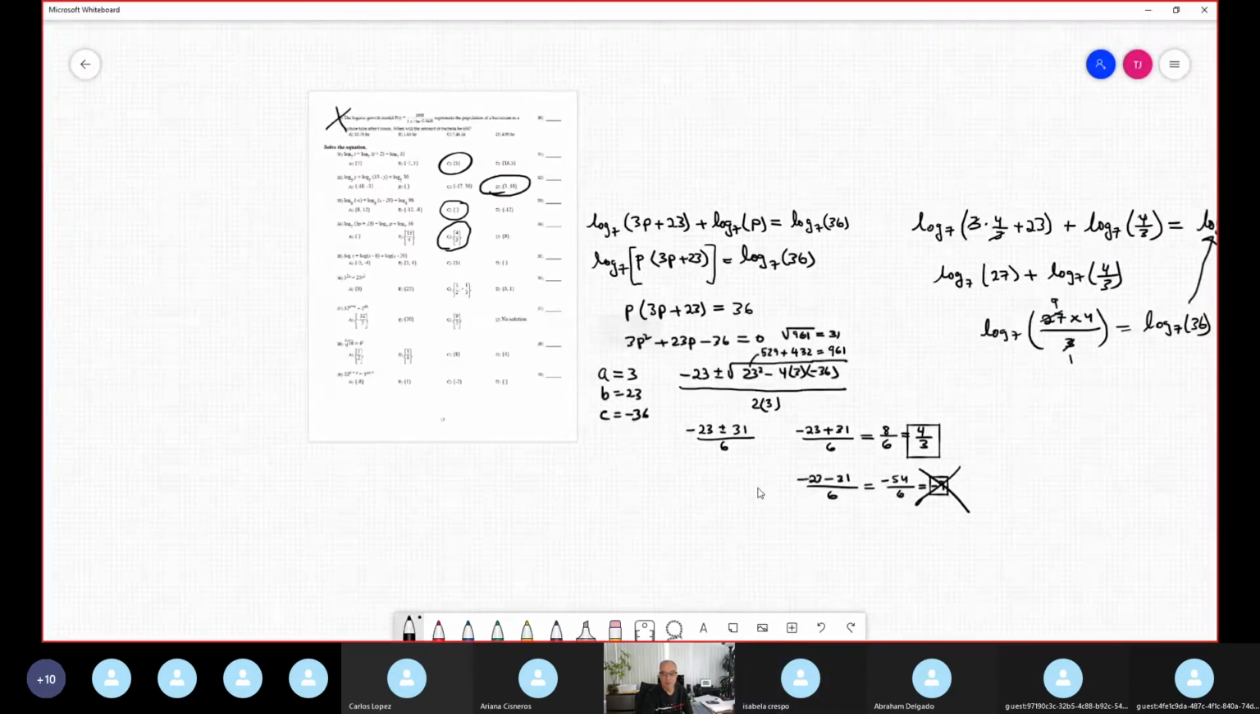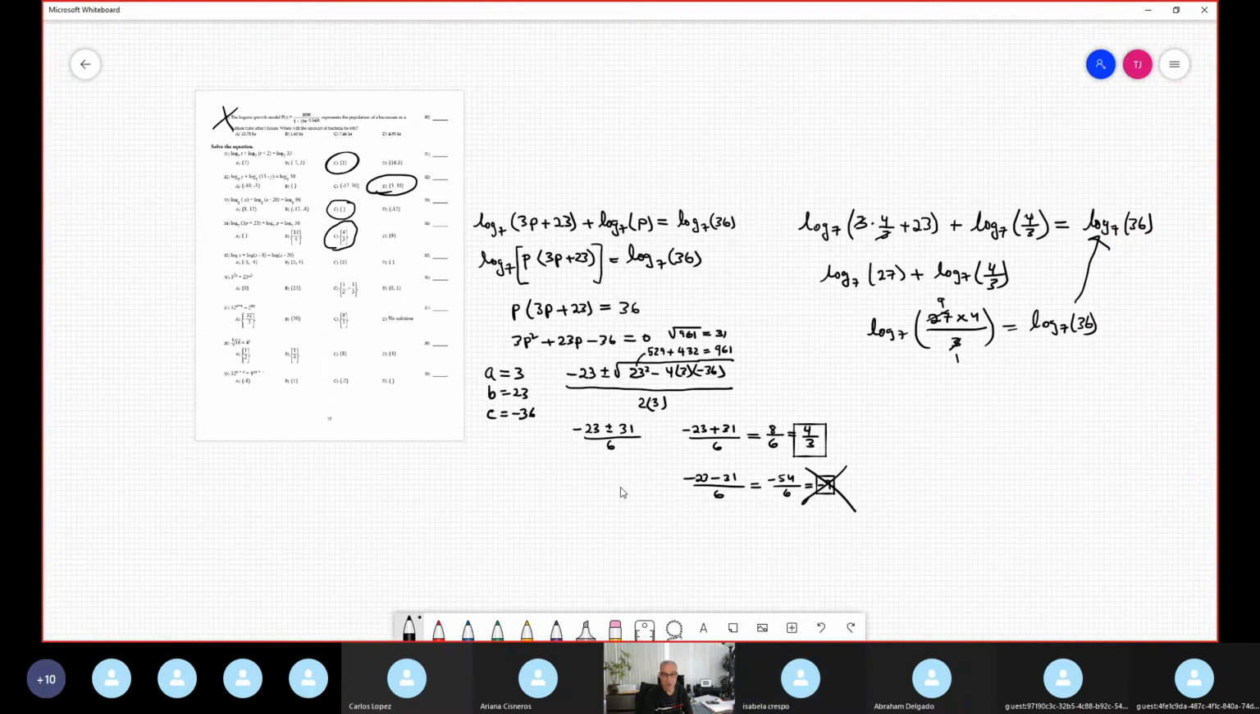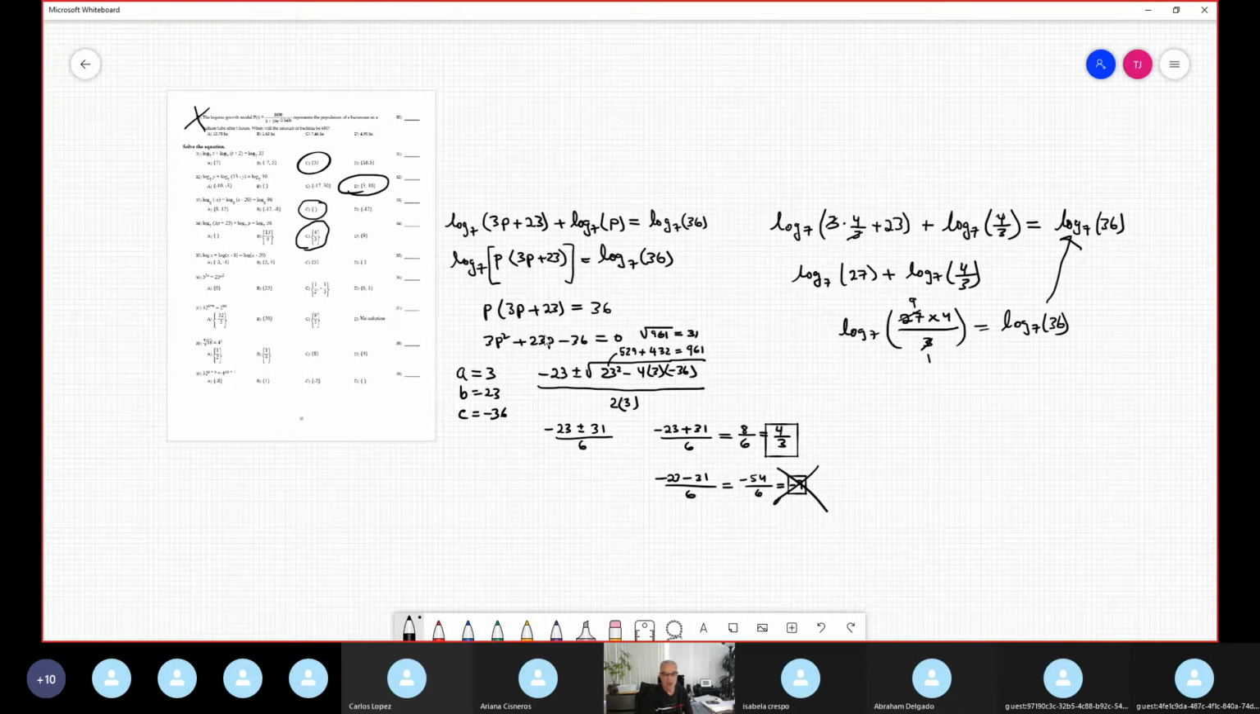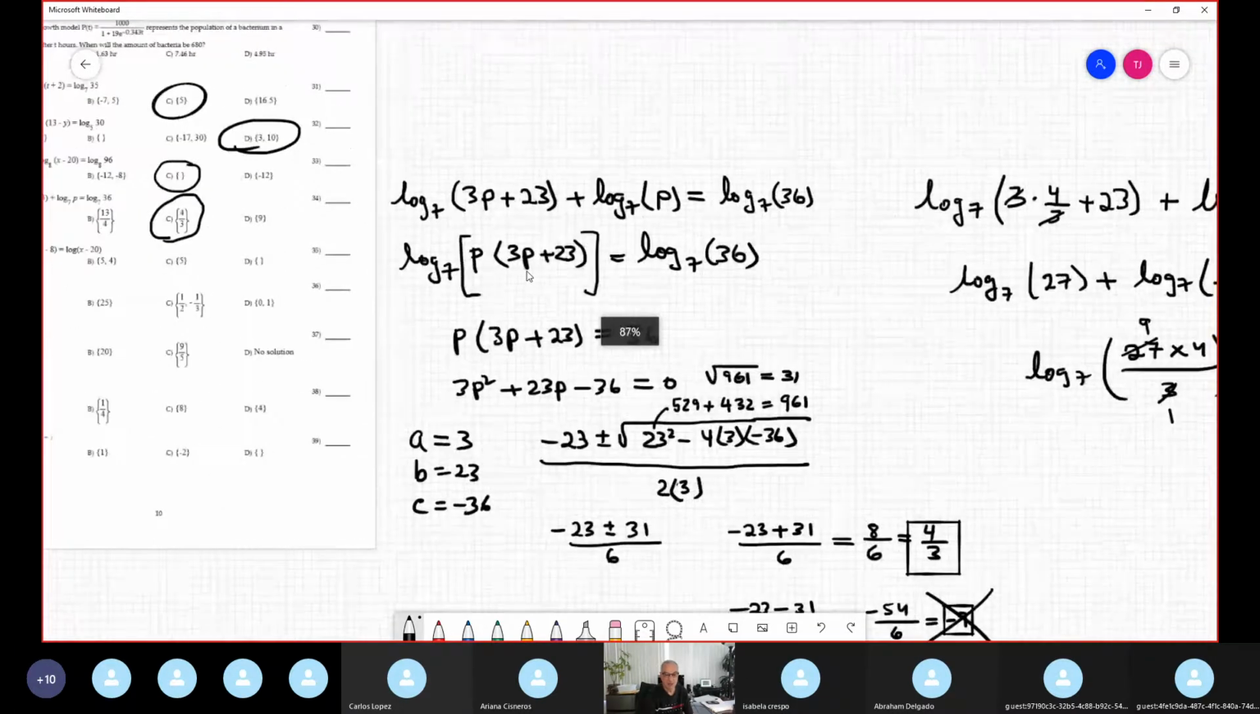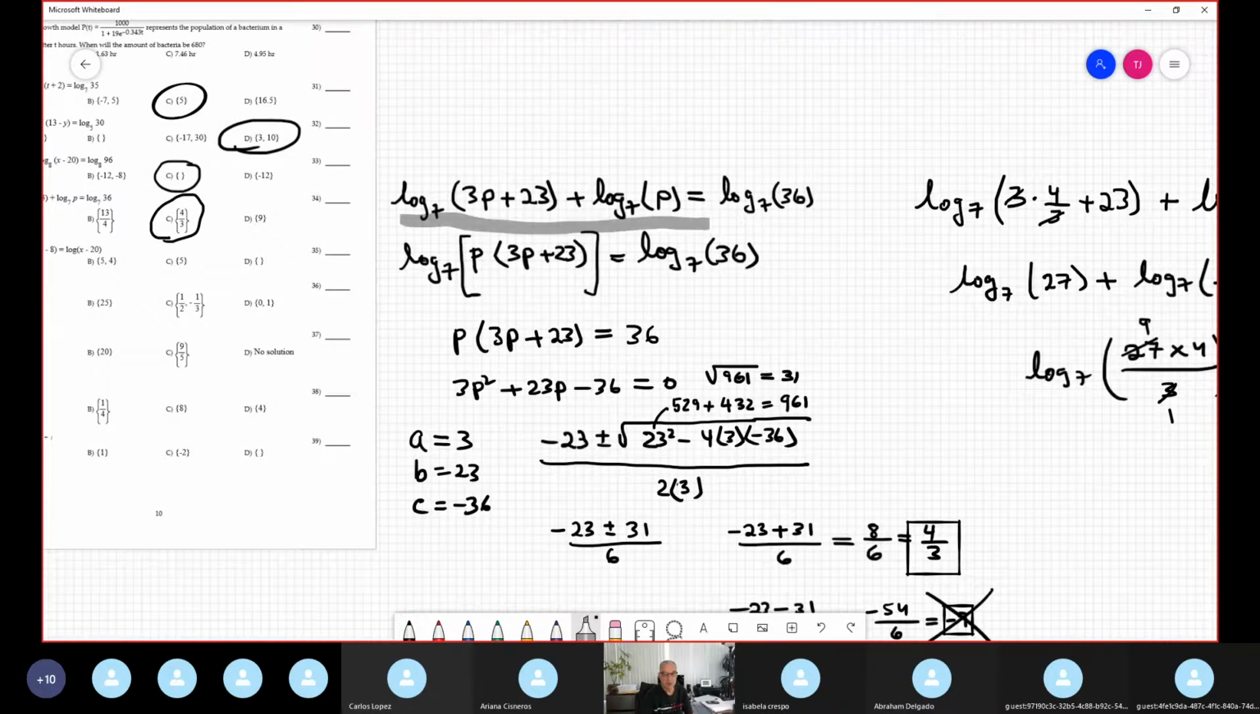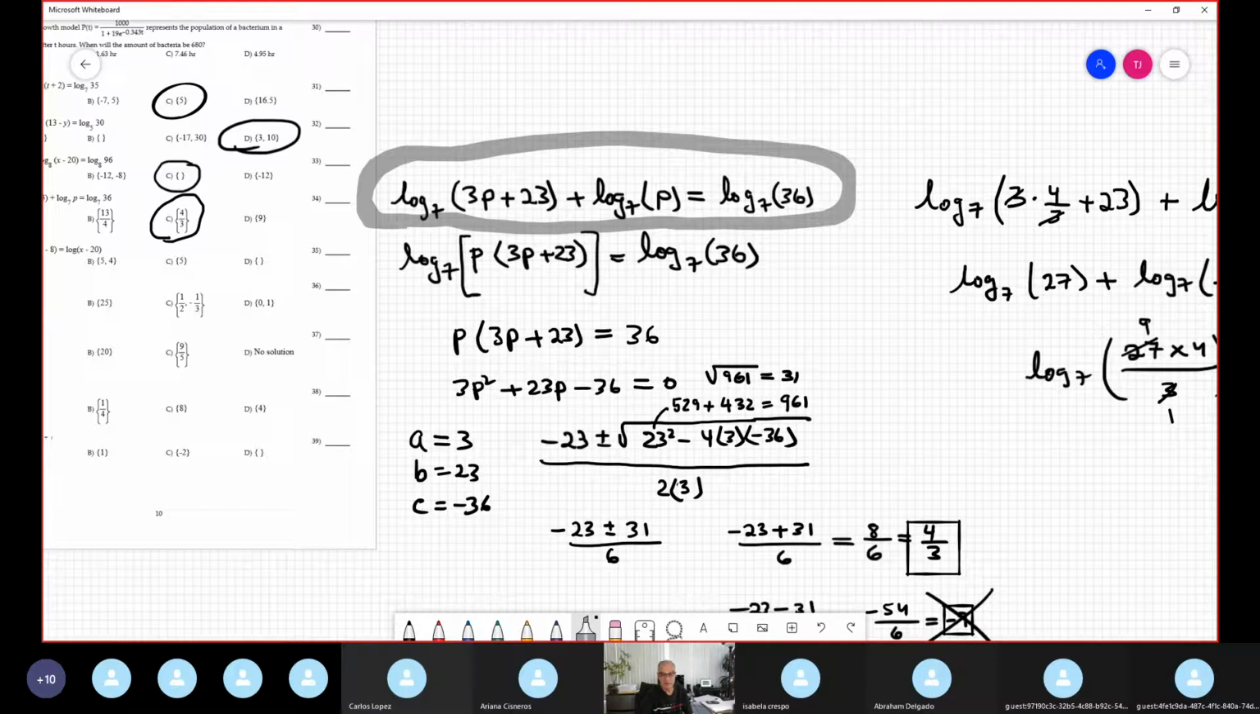Professor, how do we know when a negative value can actually work as an answer? Good question. You're plugging in the original. This is the original equation. The negative doesn't work always. You plug it in, okay?